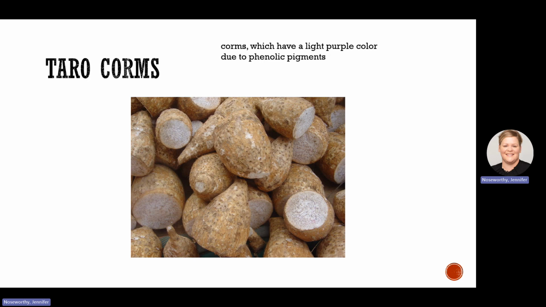If you split open the corm, you can see that it's mainly white. It's got these little purple flecks in it. Those purple flecks are phenolic pigments, and that is just a result of oxidation. But that's kind of how you know you've got a taro corm.